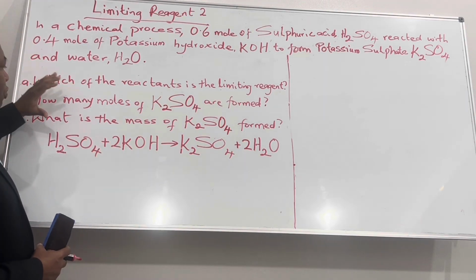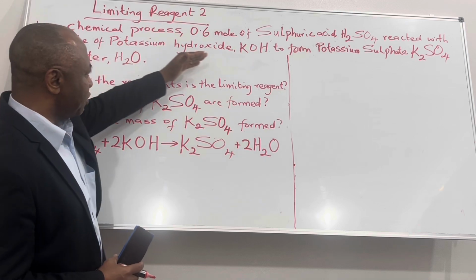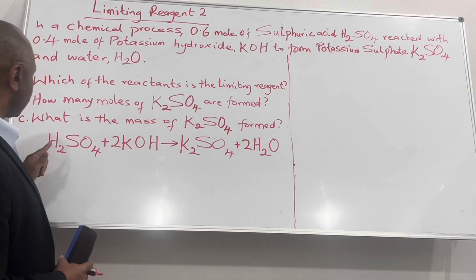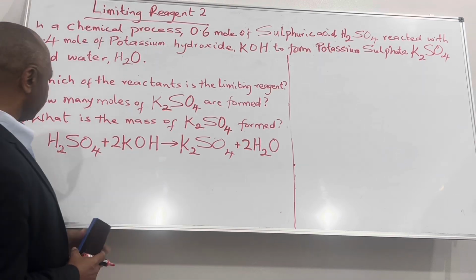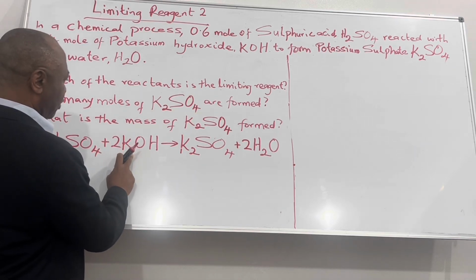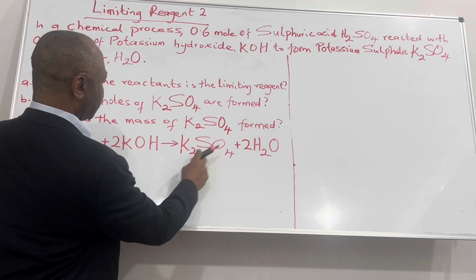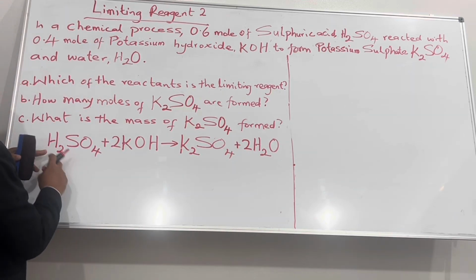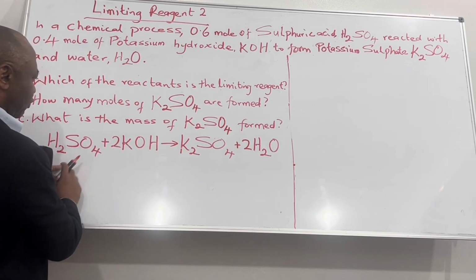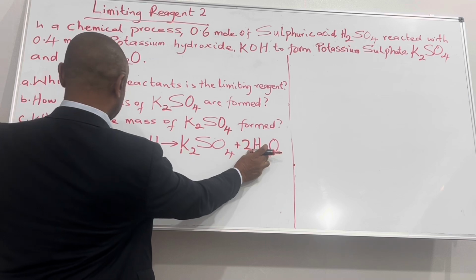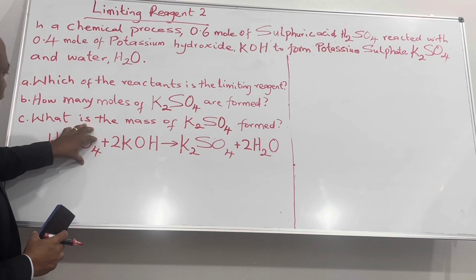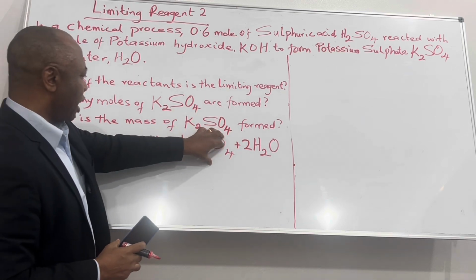In trying to solve this problem, you first present the statement in a balanced chemical equation. Now let us see whether this equation is really balanced. Sulfuric acid reacts with potassium hydroxide to give potassium sulfate and water. At the left of the arrow, you have 2 atoms of hydrogen plus 2 atoms of hydrogen, that is 4. At the right of the arrow, you have 4 atoms of hydrogen. At the left of the arrow, you have 1 sulfate group. At the right of the arrow, you have 1 sulfate group.